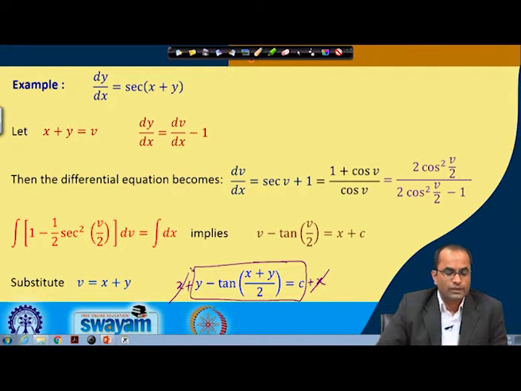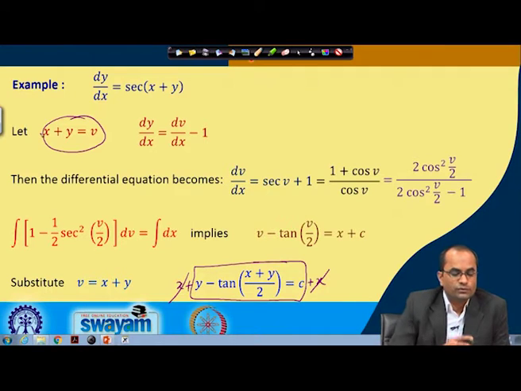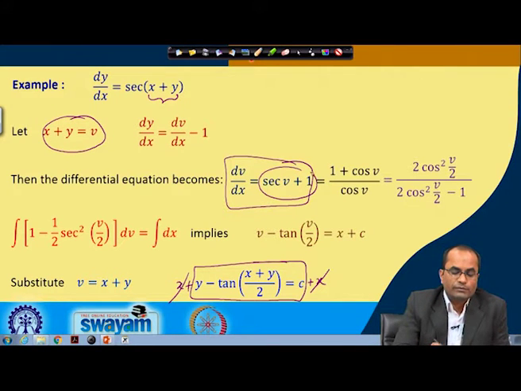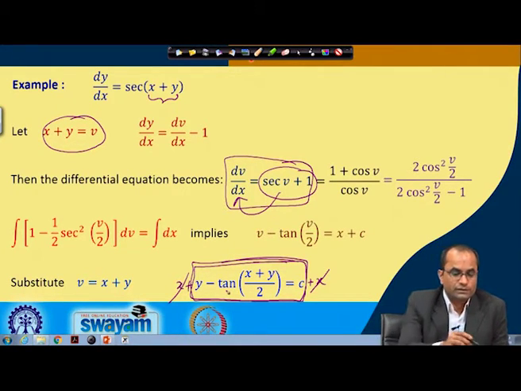So, here the given equation again was not in separable form, but by doing this substitution x plus y is equal to v, the new equation which is written now in v, dv over dx is equal to sec v plus 1, is in separable form, and therefore we could integrate this easily, and finally we got this implicit solution: y minus tan of x plus y by 2 is equal to an arbitrary constant.